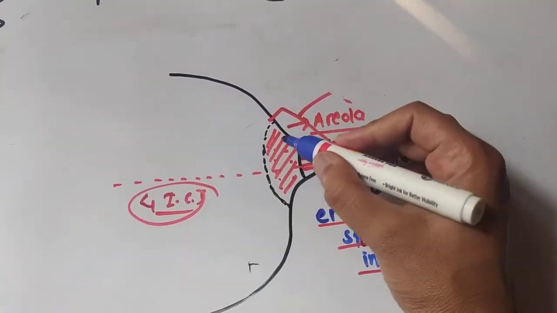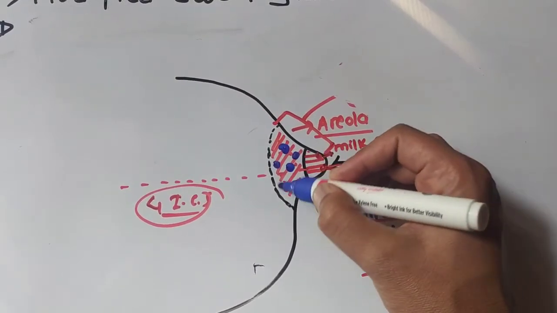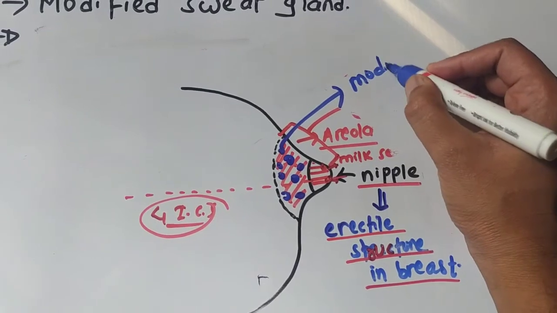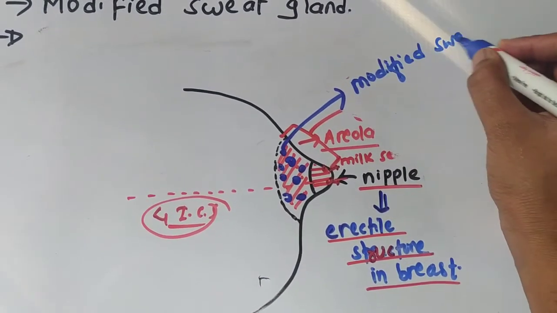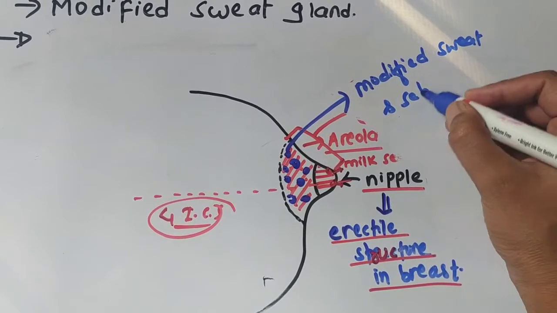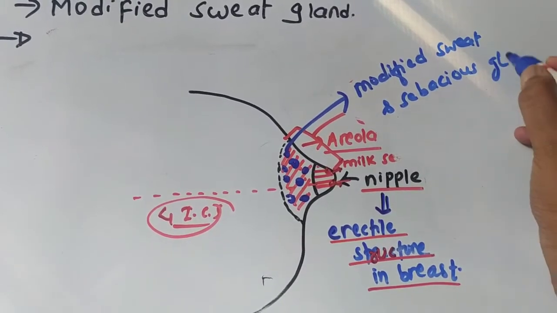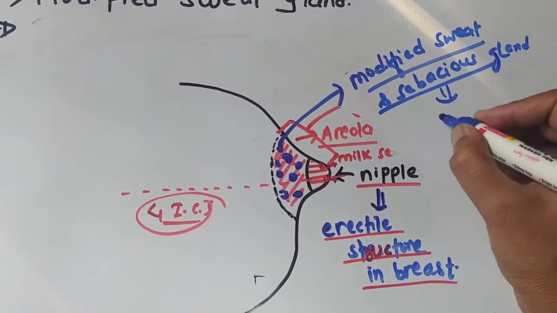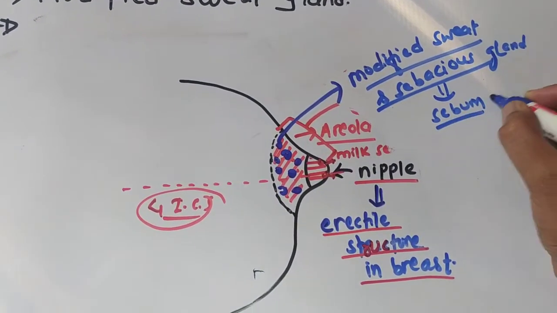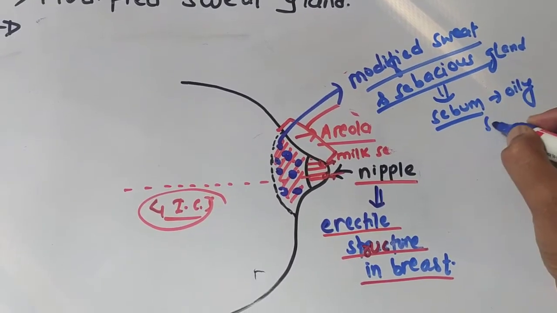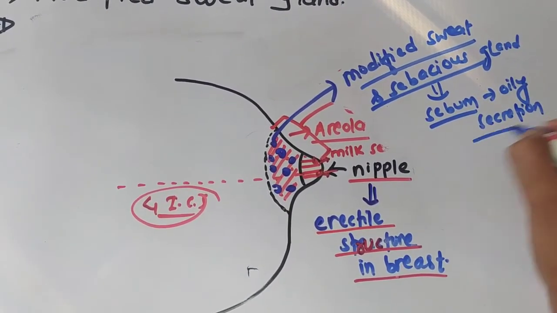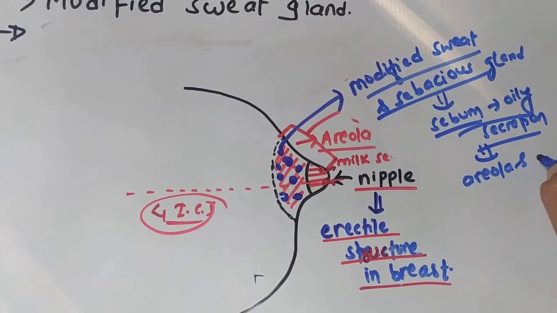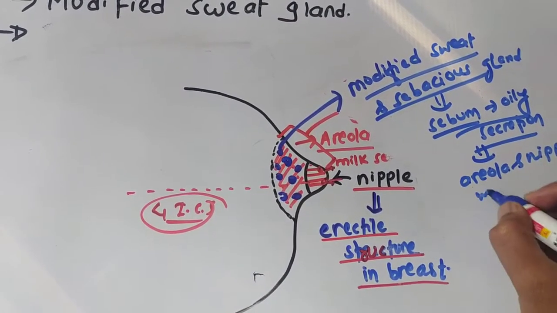As I already said, the areola contains modified sweat and sebaceous glands. These sweat and sebaceous glands basically produce sebum. Sebum is an oily secretion, and it keeps the areola and the nipple moist.